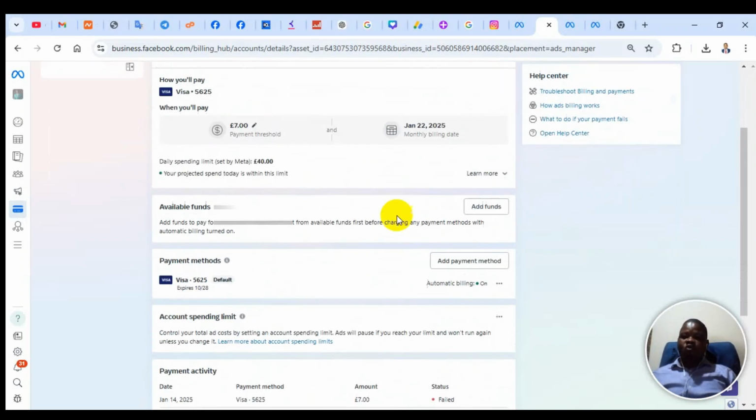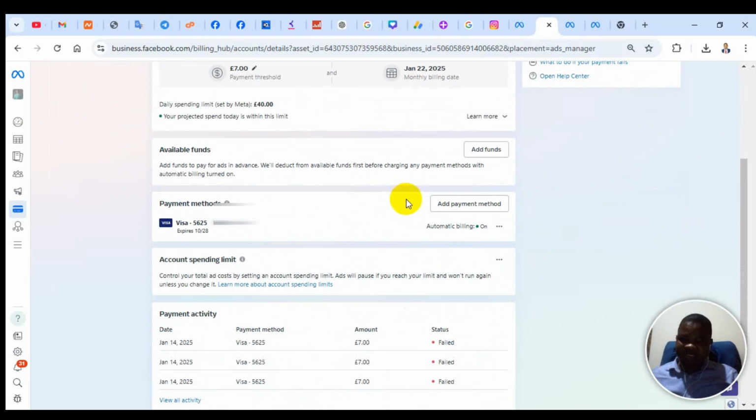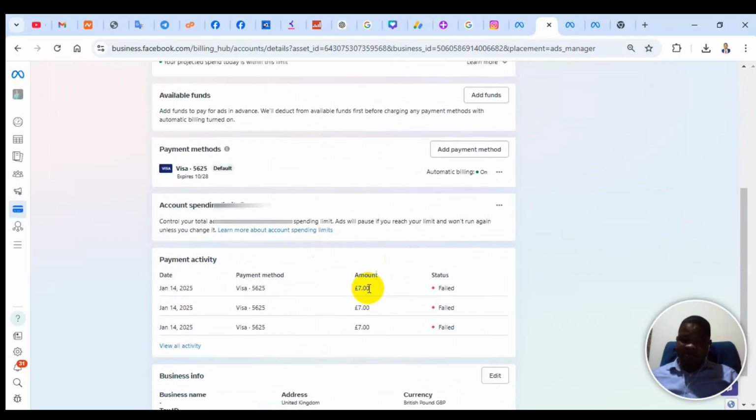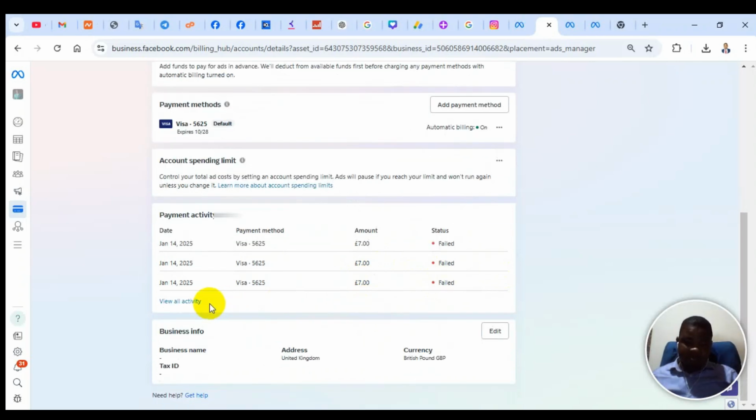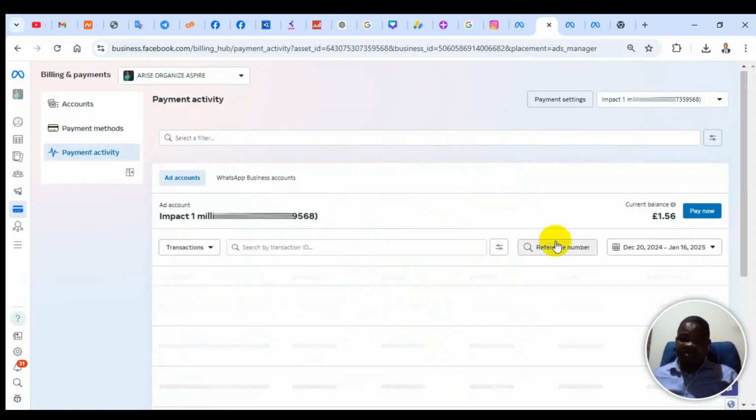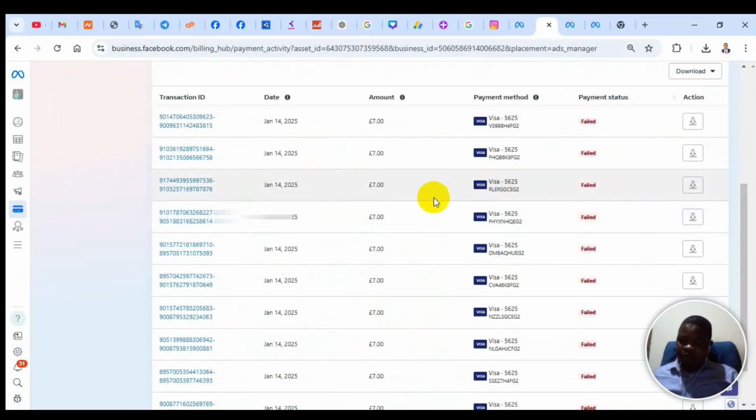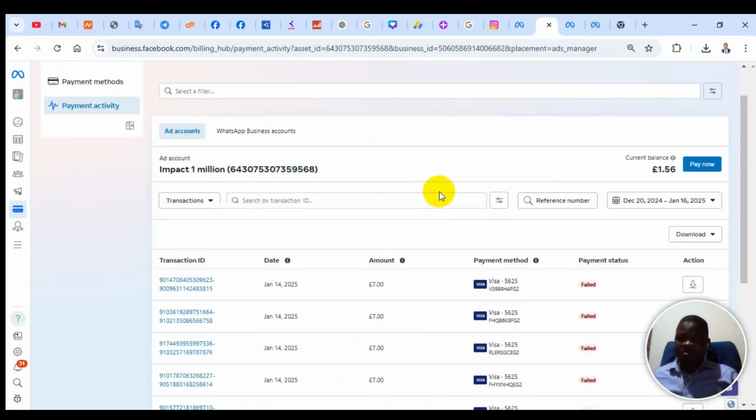So when they try to hold some funds in your account to test and see if there is money, because you don't have money, it will fail. So you see, it was supposed to be 7 pounds. When they tried, it didn't go through, so it failed. They tried again, and then it failed. They tried more than 3 times, and all of it failed. Sometimes you may have money and it will still be doing that way. But for a lot of people, it's because you don't have enough money in your account.